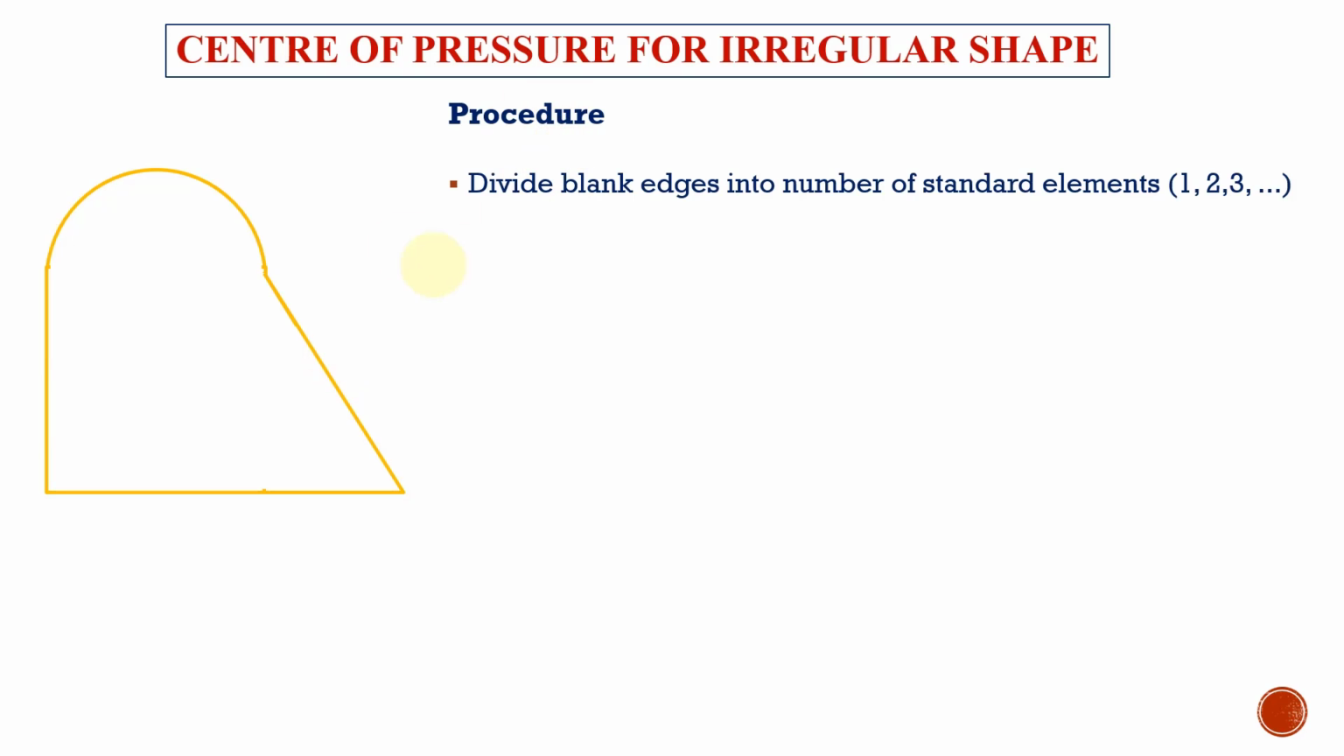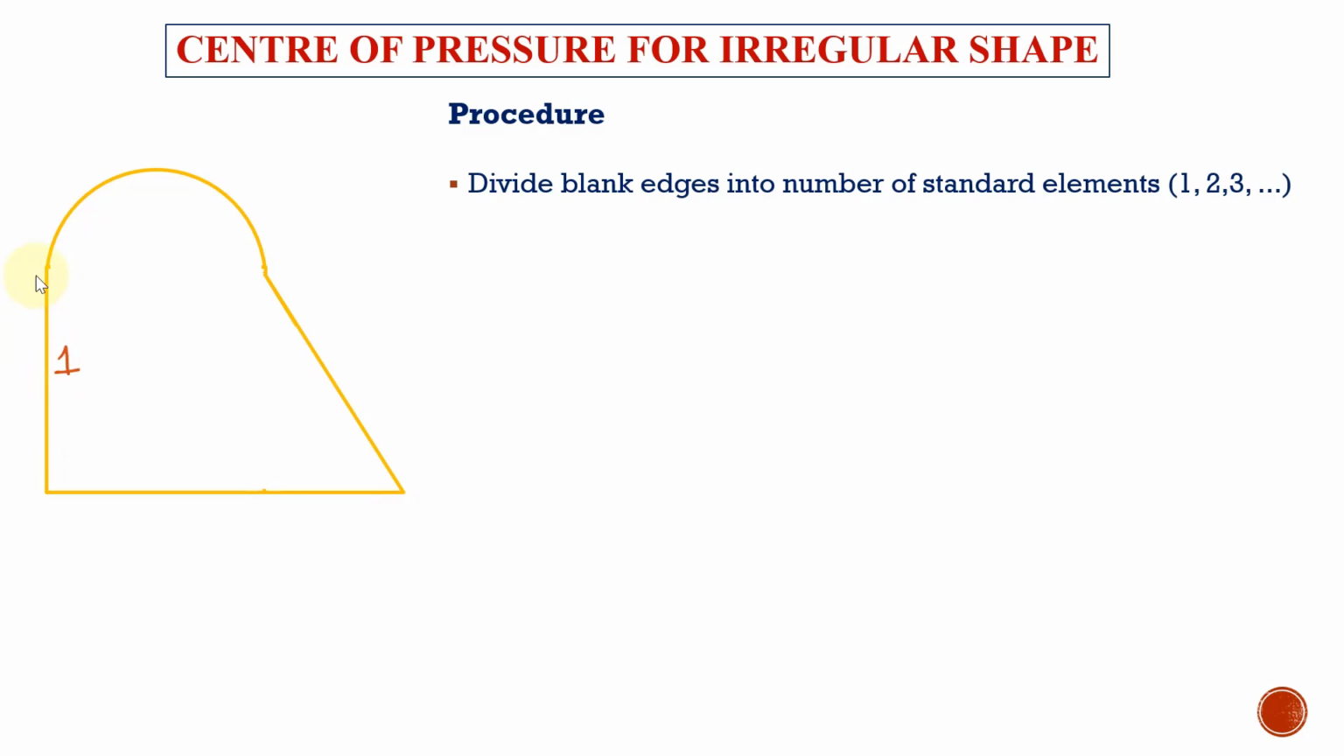Okay, fine. Now let us discuss the standard procedure involved in finding the center of pressure for an irregular shaped blank. Let us consider a simple example to understand the procedure. The first step is to divide the blank edges into a number of standard elements. As you can see, this is the given irregular shaped blank. Now we are going to divide the edges of the blank into a number of standard elements.